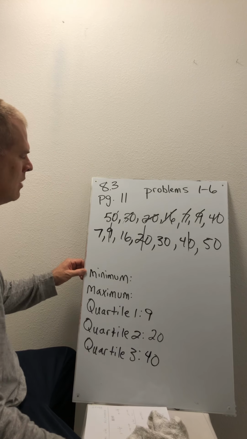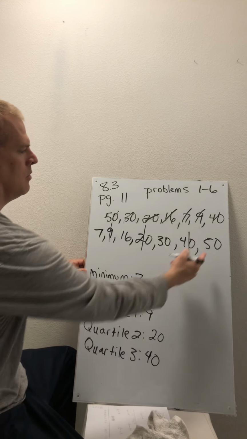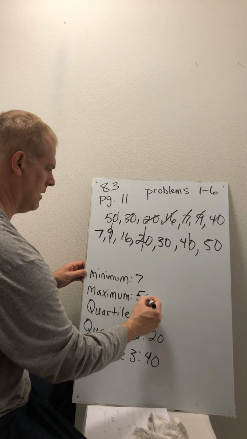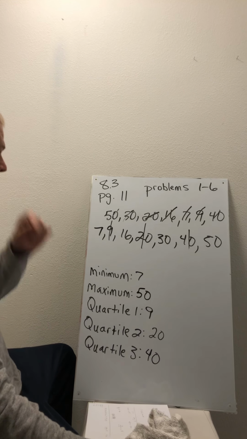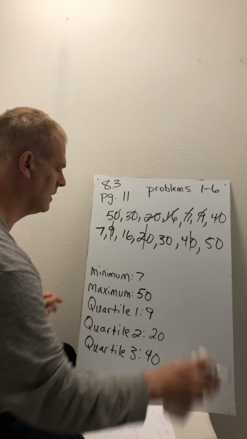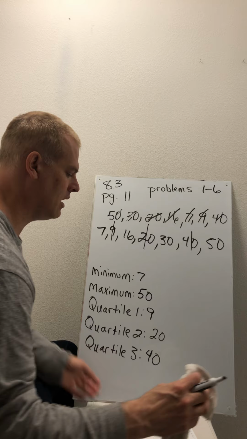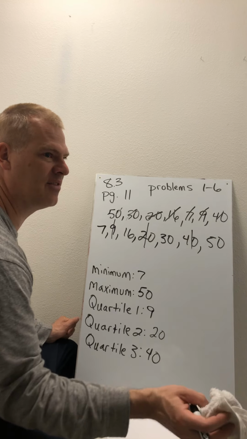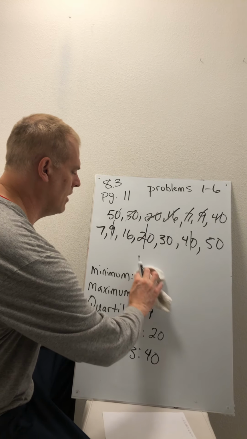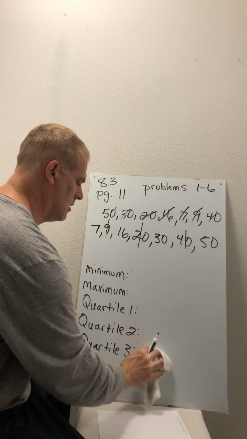The minimum again was the first number, which is our lowest, which is 7. Maximum, which is 50. Okay, so again, there is how to do problems 1 through 6. So what I'm going to do real quick is I'm going to erase this, and then I'm going to do another one for you, so that way you understand how to do it when you have more than 7 numbers. So we're going to do one that has 8 numbers. So let me erase this real fast.